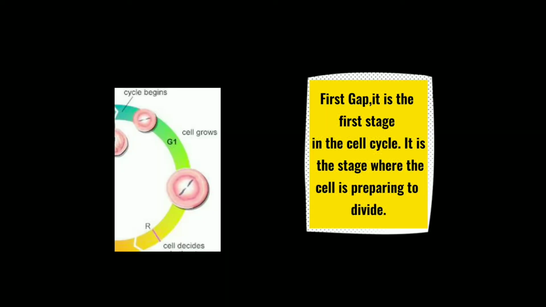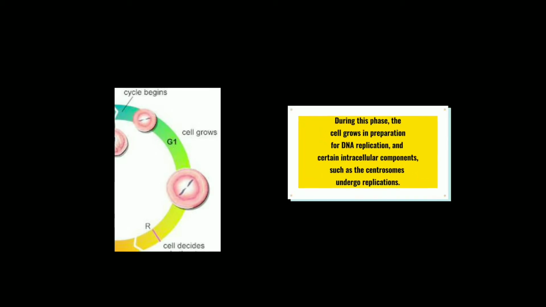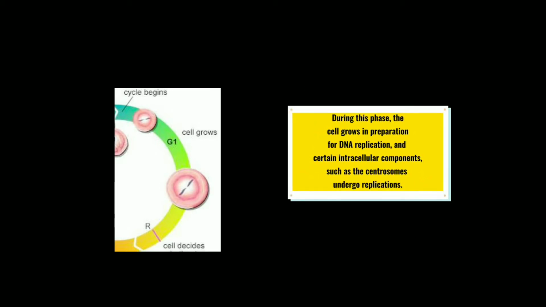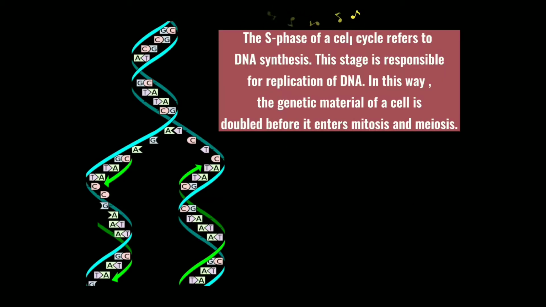First gap. It is the first stage in the cell cycle. It is the stage where the cell is preparing to divide. During this phase, the cell grows in preparation for DNA replication and certain intracellular components such as the centrosomes undergo replications. The S phase of a cell cycle refers to DNA synthesis.